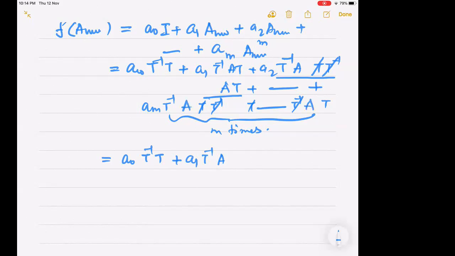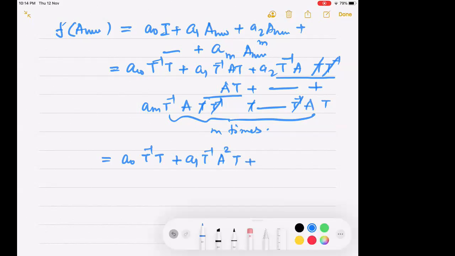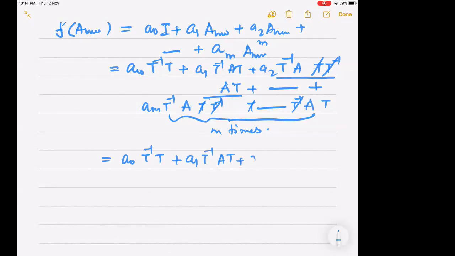This will be t inverse a squared t, plus, sorry, this is a t, this is a t plus a2 t inverse a squared t plus dot dot dot a m t inverse, notice carefully, a to the m t. You see, all the t and t inverses in between just cancel out each other.